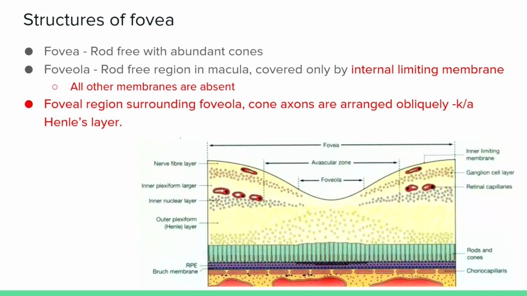Now structures at the fovea. Fovea is a rod-free region with abundant cones. Foveola is a rod-free region in the macula covered only by the internal limiting membrane. All the other membranes are absent here.